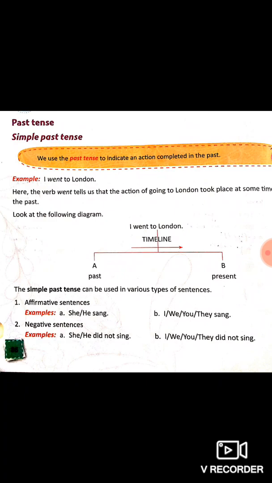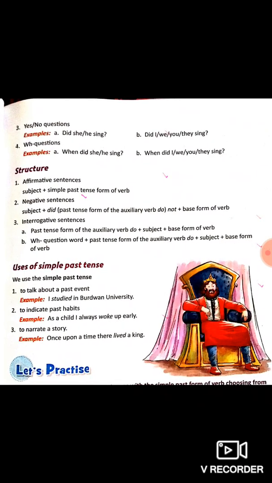Now, just like the simple present tense can be used in affirmative sentences, negative sentences, yes, no questions or WH questions, the simple past tense also can be used for all these sentence types. The simple past tense, when used in an affirmative sentence or in a negative sentence, in a yes, no question or WH question, forms certain sentence structures. Let us see what the sentence structures are.